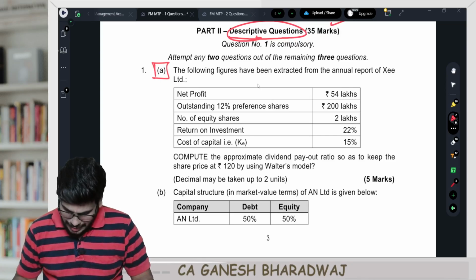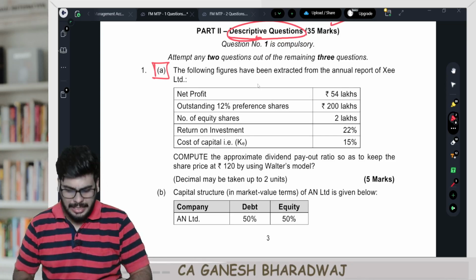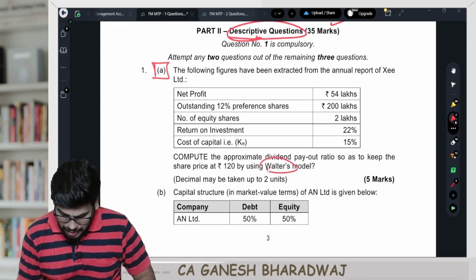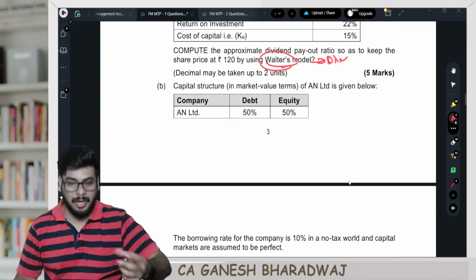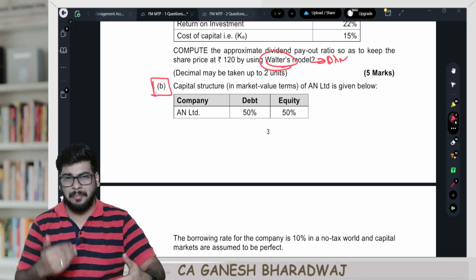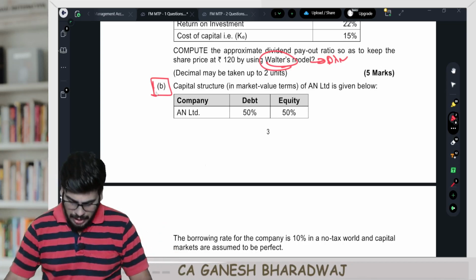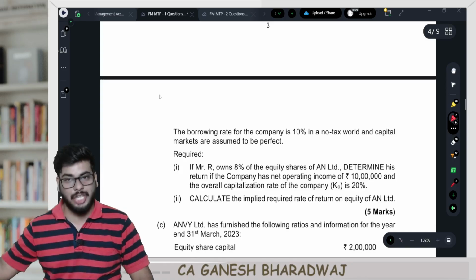Okay, so calculate the approximate dividend payout ratio. See, this is clearly from one chapter, by using the Walters model. So dividend decisions, right? Here they have another, the second part of the question. It's not a part, it's actually a standalone question. So this clearly comes from a different chapter altogether.